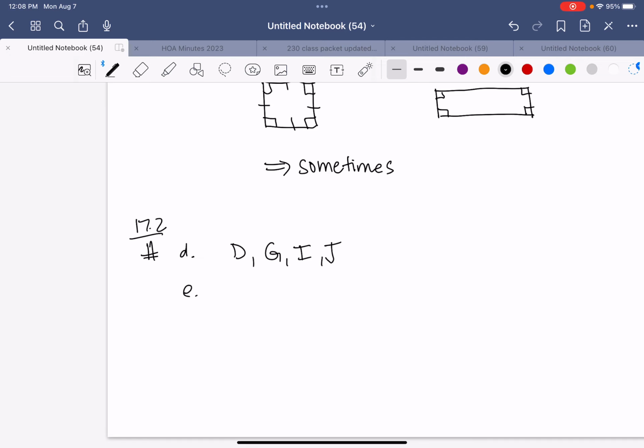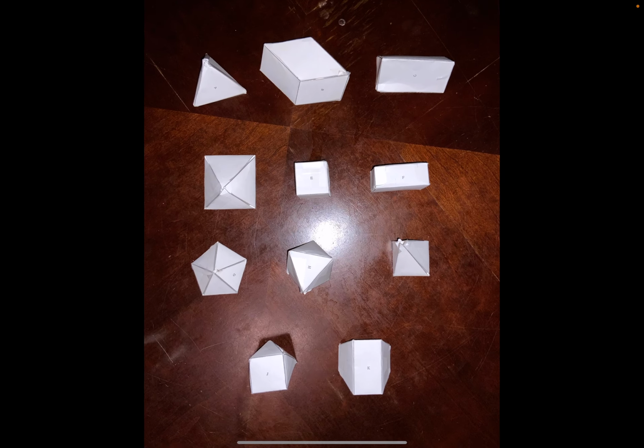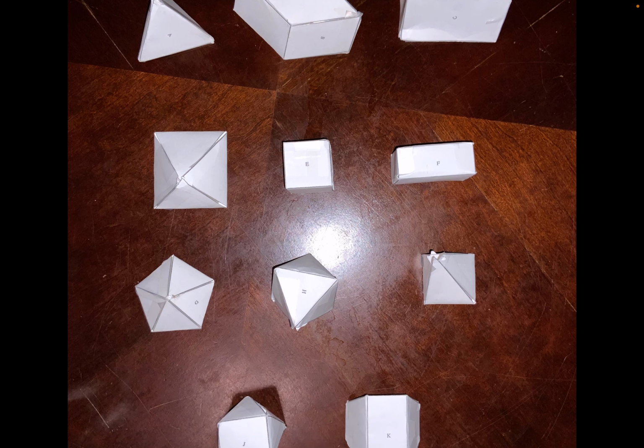Okay, let's talk about E. Two faces are parallel and congruent, but the shape is not a prism. Okay, so you want two things that look like bases, but they don't have parallelograms between them. So if I go back to my picture, anything that's a pyramid is already off the table. So B, that one is a prism, and I think we have that on our list. C is a prism, D is a pyramid, E is a prism, F is a prism, G is a prism.